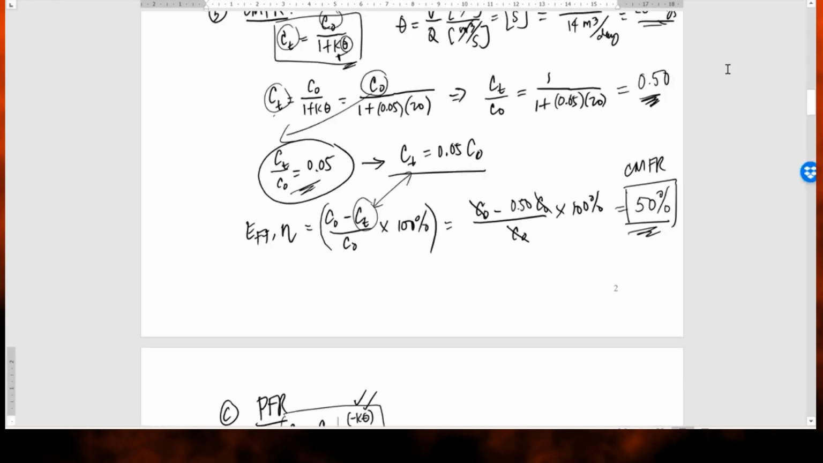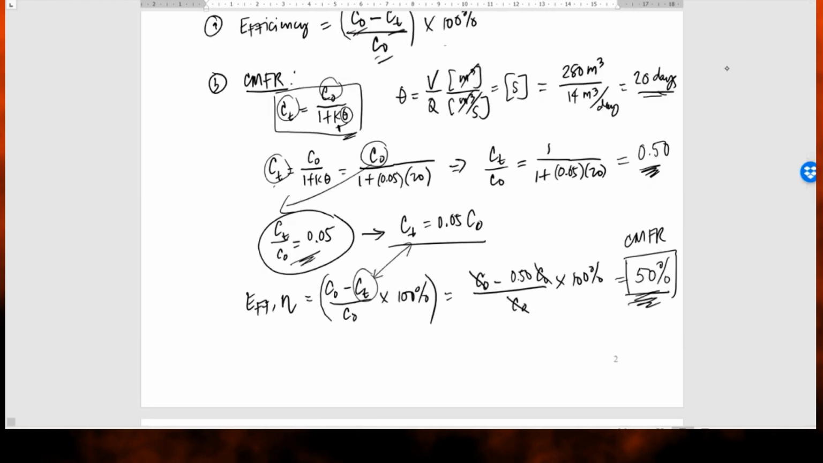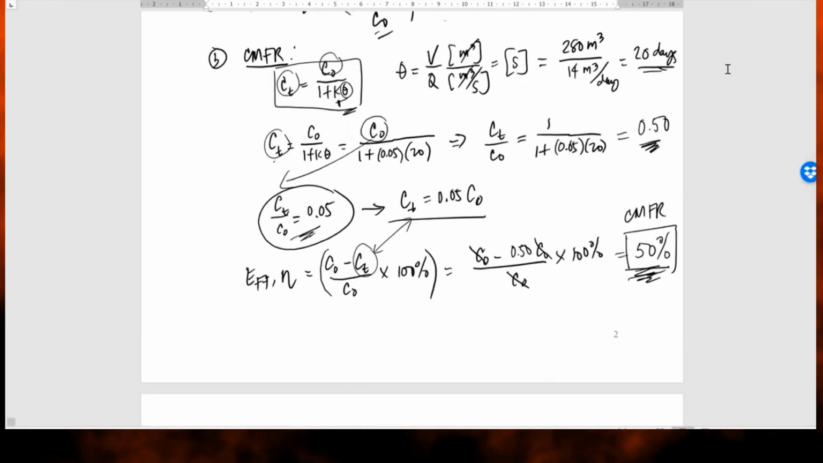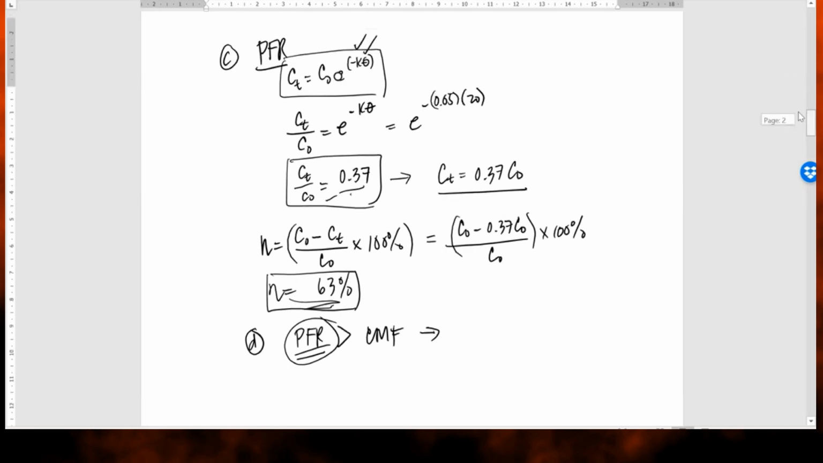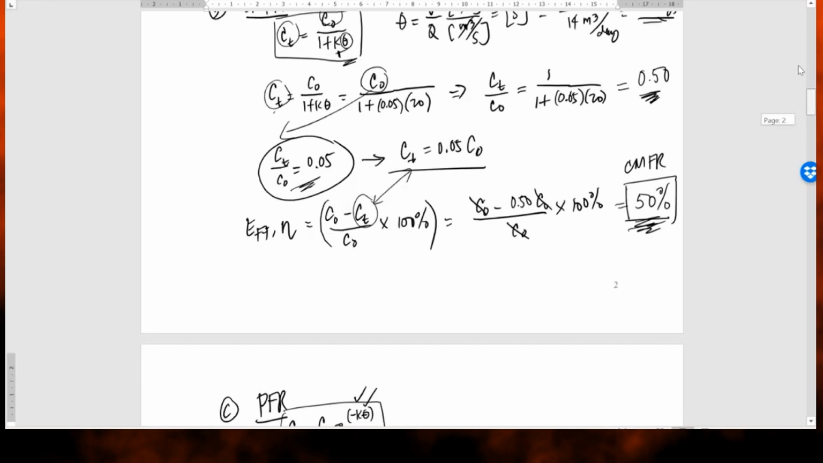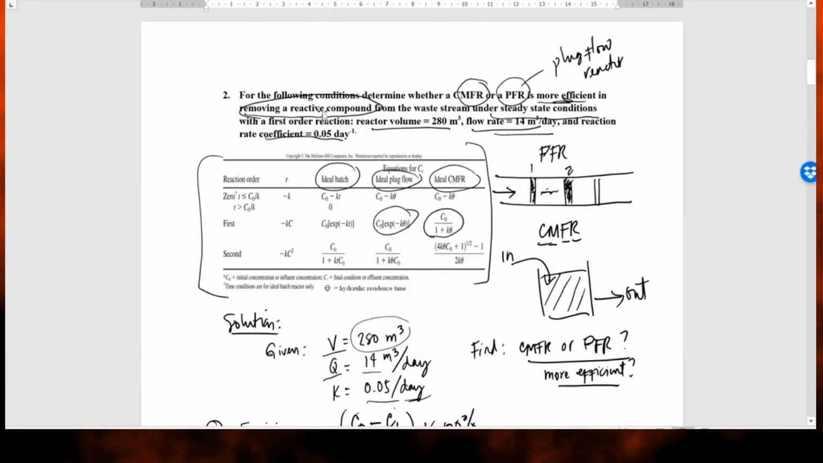In this case, you can see that CMFR is 50% efficient and PFR is 63% efficient. So the answer for this one is that PFR is better than CMFR in this case, which means we will choose PFR. The PFR is more efficient in terms of degrading the substances in this particular problem. This is the first reaction, removing a reactive compound, so PFR is better in this case.